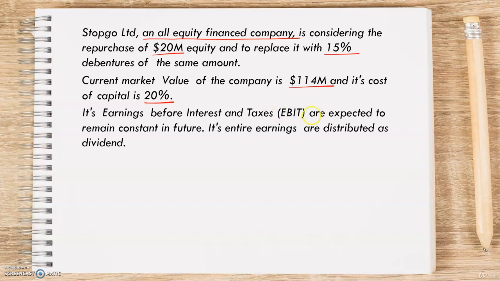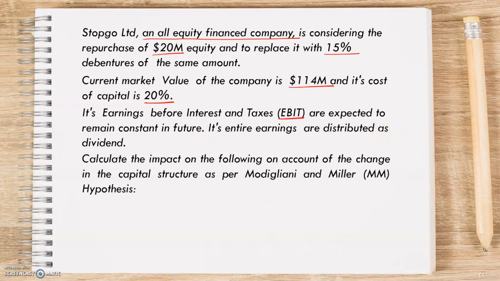Its earnings before interest and taxes, that is EBIT, are expected to remain constant in future. Its entire earnings are distributed as dividend. You have to calculate the impact on the following on account of change in the capital structure as per Modigliani and Miller. So you have to see what is the impact on market value of the company when they do this repurchase of equity and replace it with a debenture.